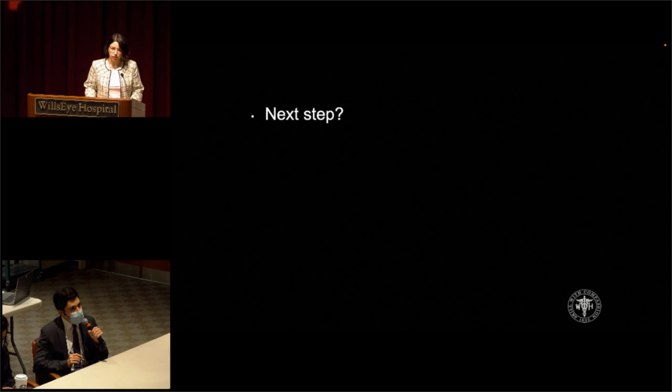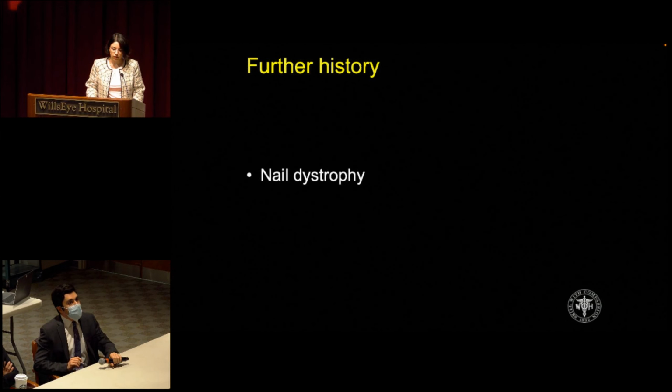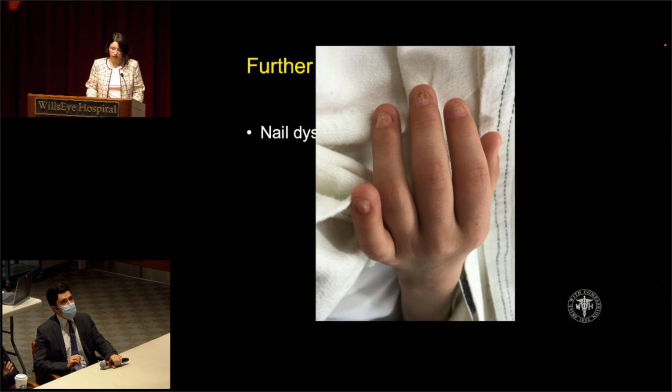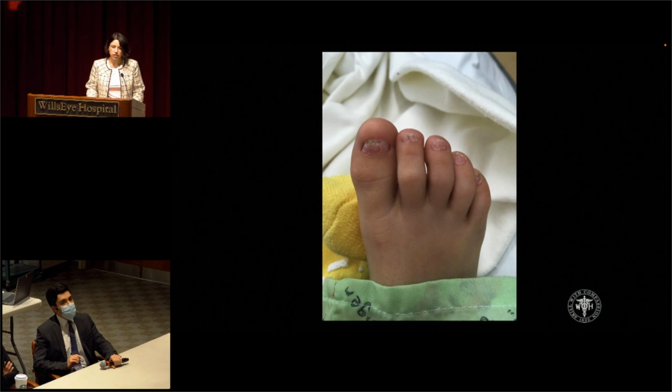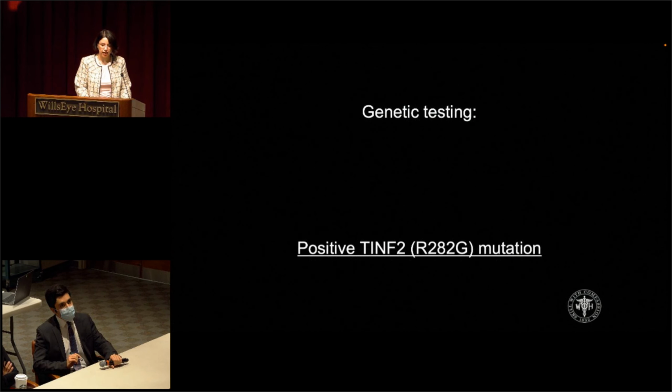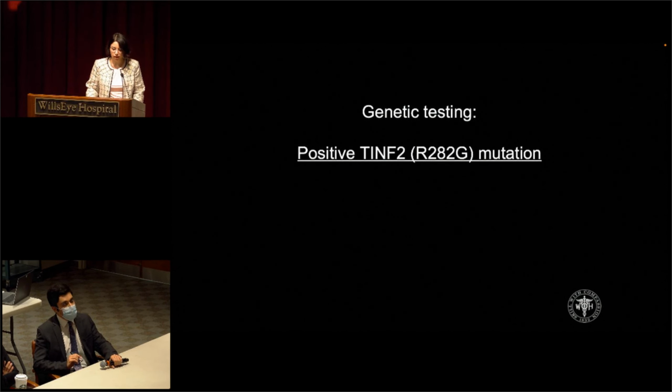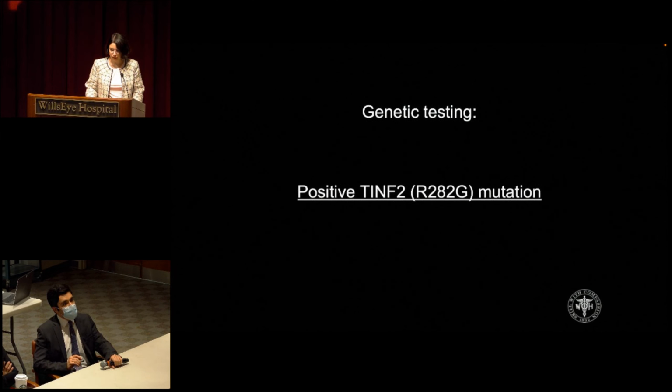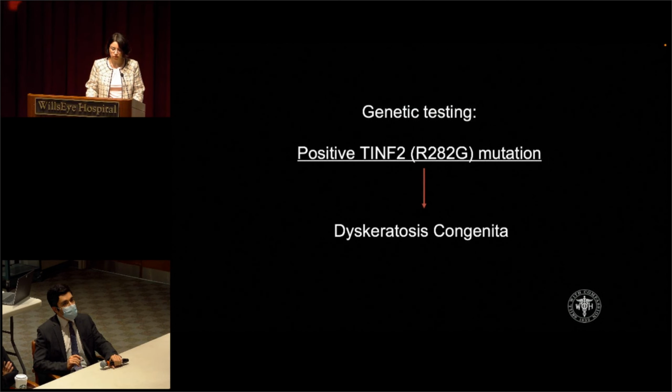Yeah, so given that history, just completing the physical exam, looking for other manifestations of dyskeratosis congenita, looking at the nails, the skin, and the mucosal surfaces. Exactly. So we looked at the nails, and there was nail dystrophy in both hands and also feet. Also, there was some tooth dystrophy, but we don't have the pictures. So the next step would be genetic testing, and we performed the genetic testing, and a TINF2 mutation, arginine replaced by glycine, was positive. So with having this mutation, we made the dyskeratosis congenita diagnosis.